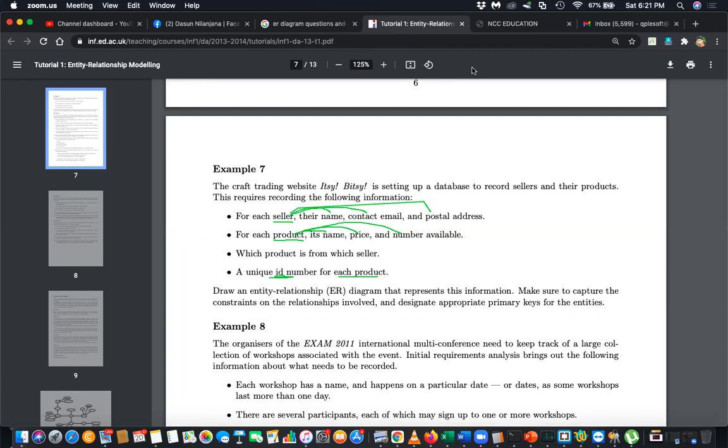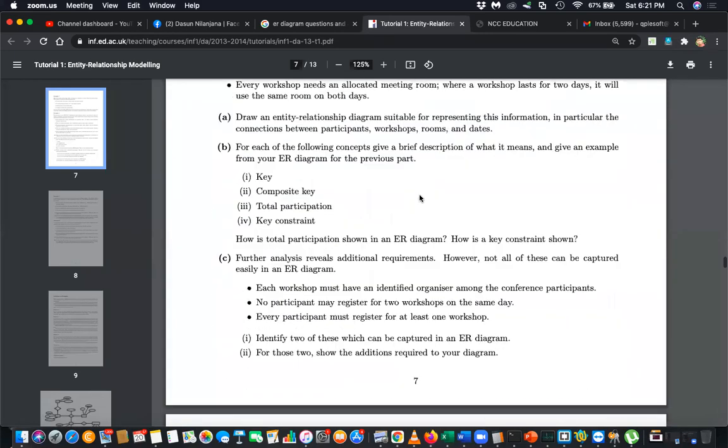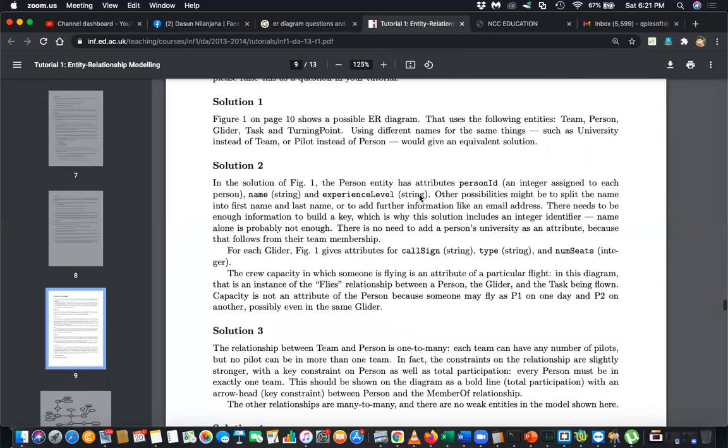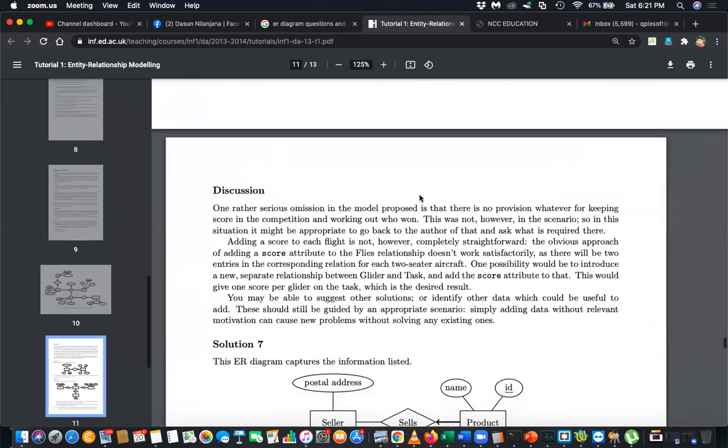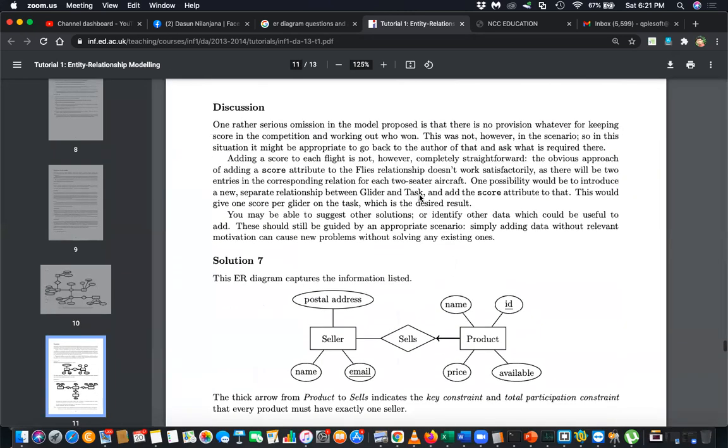Okay, let's go and see the question and answers. Let's go and see the answers. Right, you can compare this with your answers. Next one you can do along, right? Okay, question number 7. Solution for question number 7 is given here.